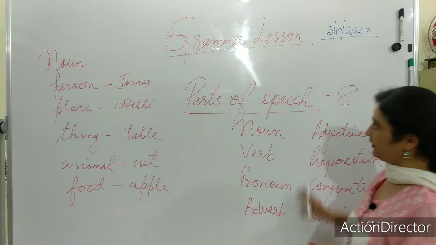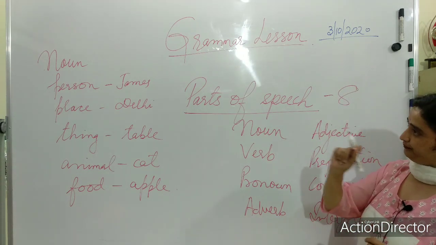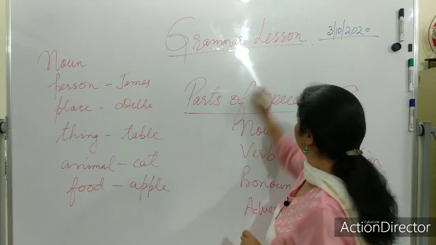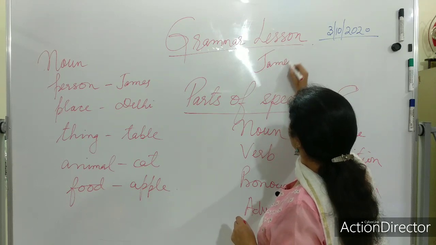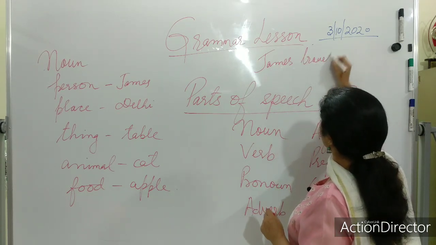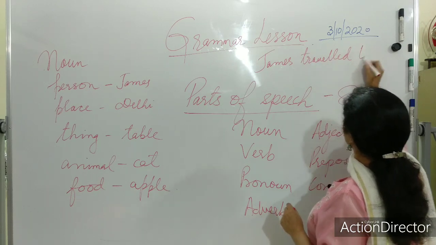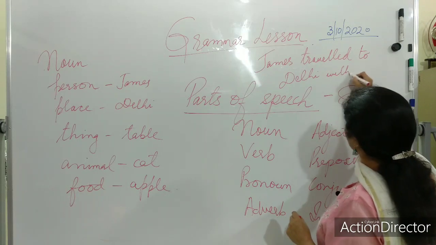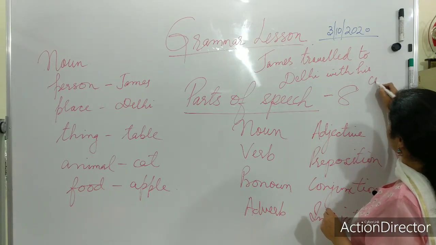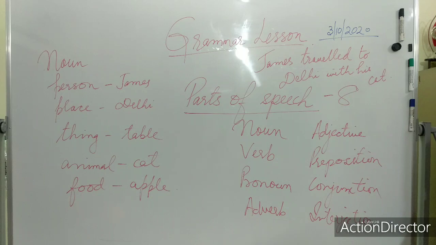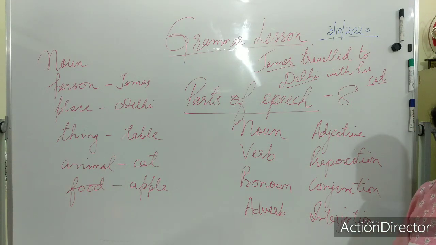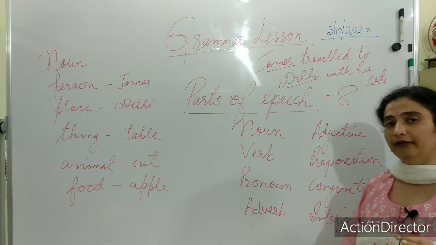Now before going further with the rest of the parts of speech, let us use nouns and make a sentence. James traveled to Delhi with his cat. How many nouns are in the sentence? 2, 3. Okay, so it is not just that a sentence will have only one noun.